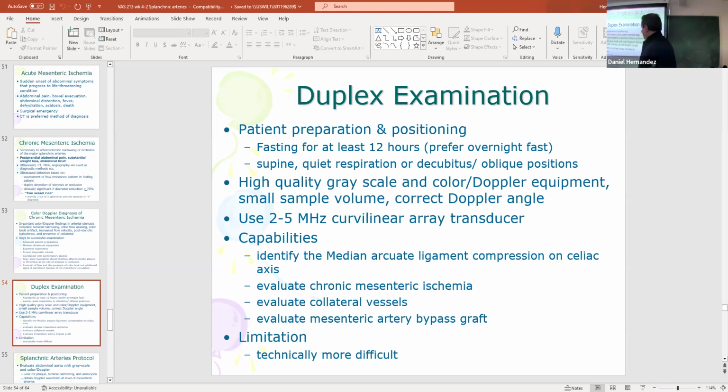With this, again, we could identify conditions like median arcuate ligament syndrome. We can evaluate for chronic mesenteric ischemia, and evaluate any collateral vessels. In some patients, you might find they actually have mesenteric artery bypass grafts. So this could be advanced vascular surgeries where they're bypassing occluded vessels in order to provide flow to the mesentery. And then your limitations are all the things that would limit your abdominal ultrasounds: bowel gas, body habitus.